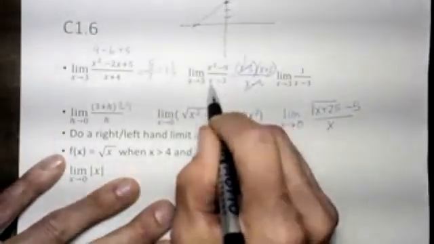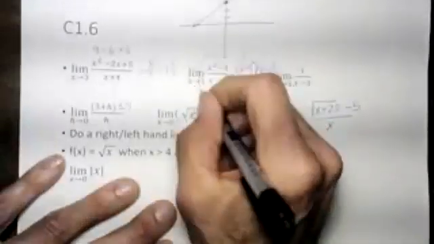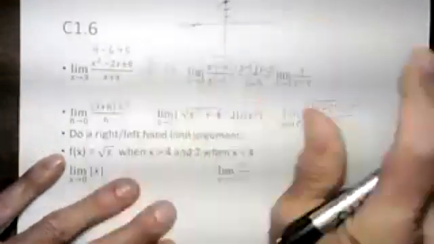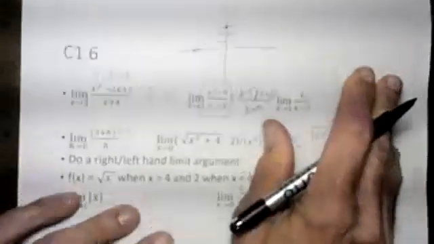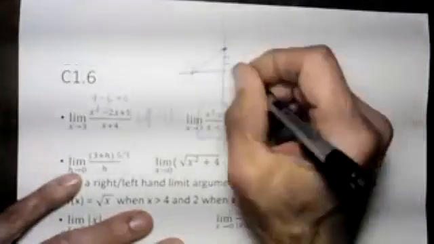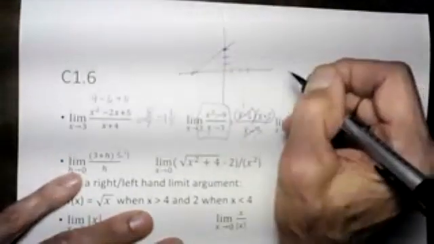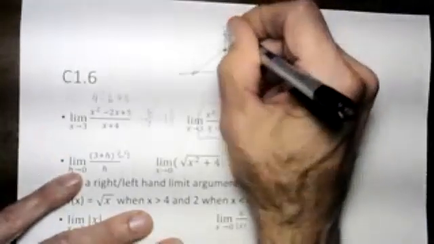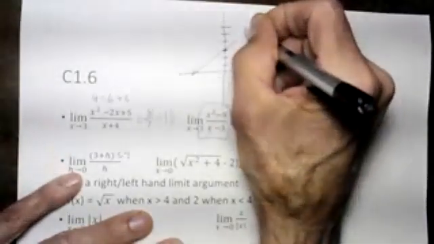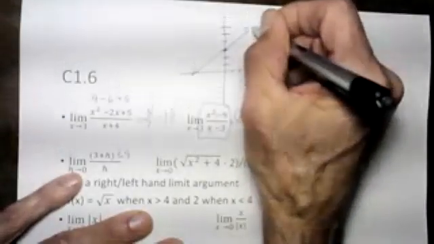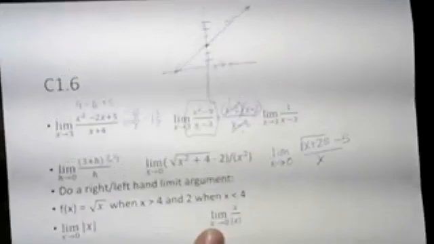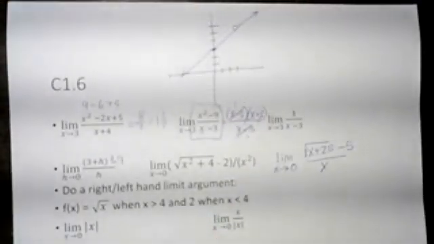3 cannot be put back into the original function because you get 0 on the bottom. All right. For every other point, we're in good shape. But at 3, we got a problem. So at 3, and where does 3 go? Doesn't it go to 6? At 3, 6 up here, we cannot put the 3 in. So we have a hole in the graph.